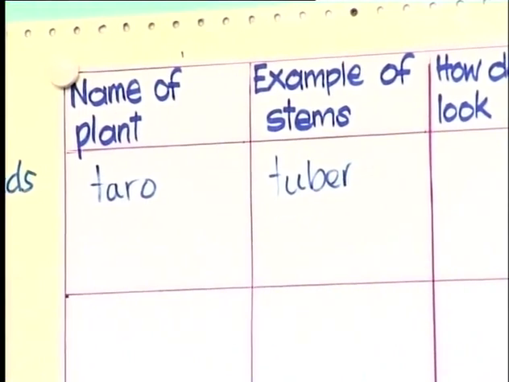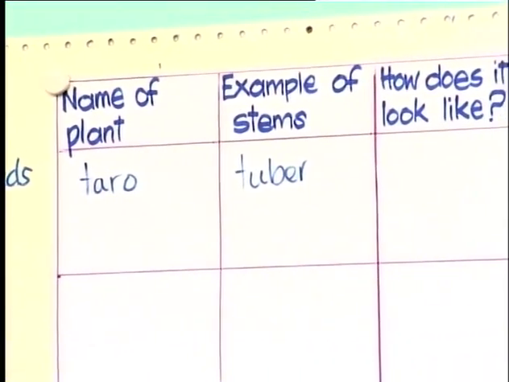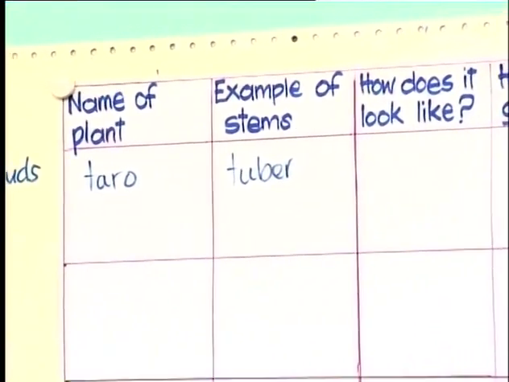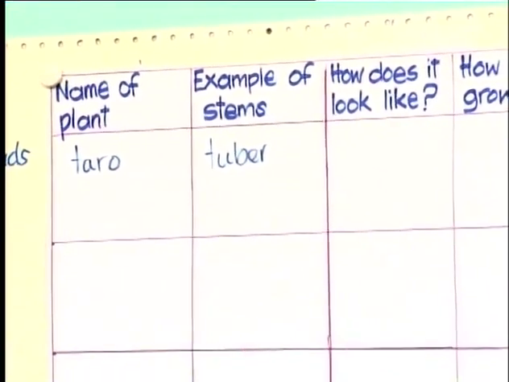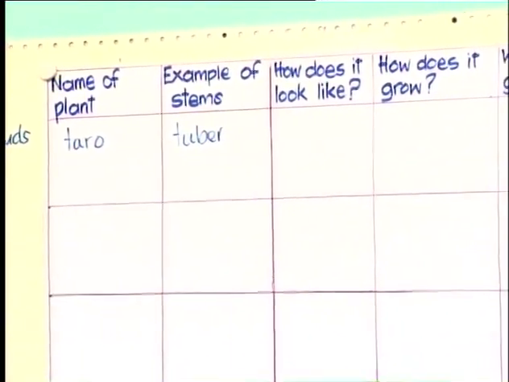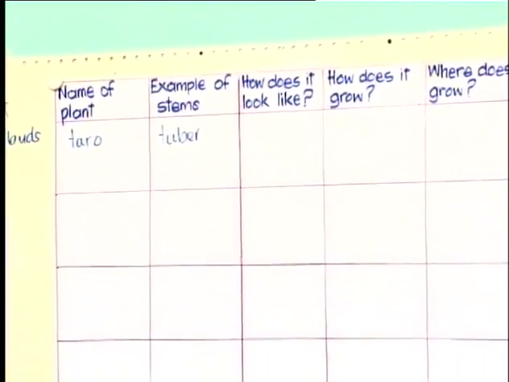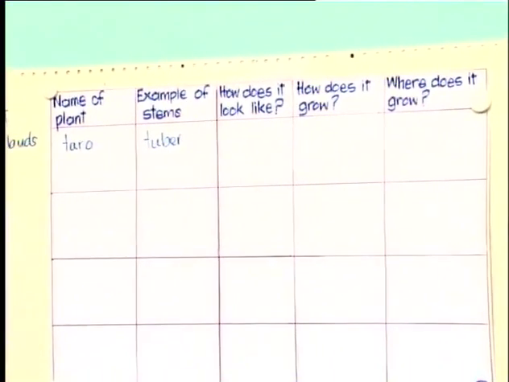How does it look like? You describe how it looks like. How does it grow? You write down how it grows and where it grows. Does it grow in the water, or does it grow in a muddy soil, or where does it grow?